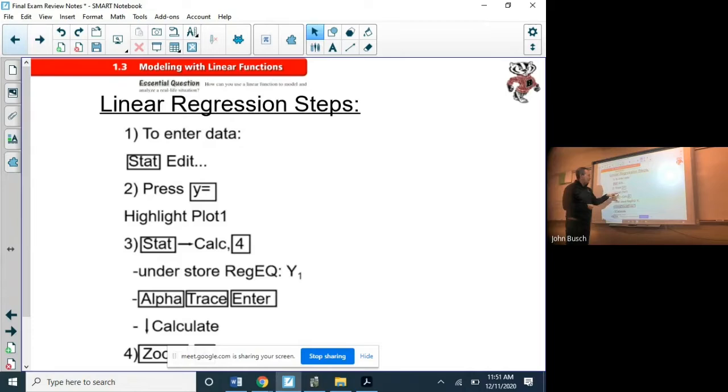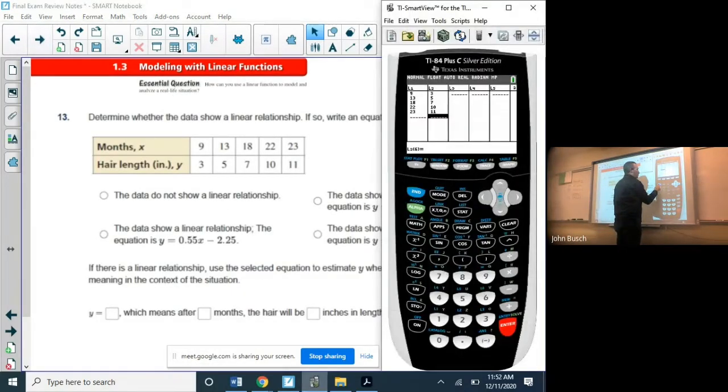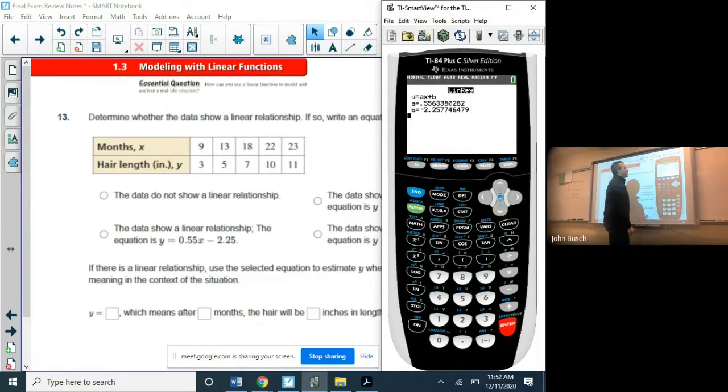We're going to press Y equals and highlight plot 1. You can clear anything you have for these. Then we go back to Stat, Calc, 4, linear regression, and we're going to calculate. And there's a linear regression right there.